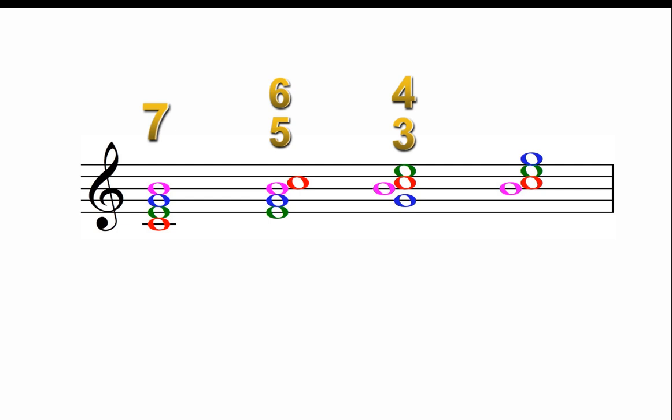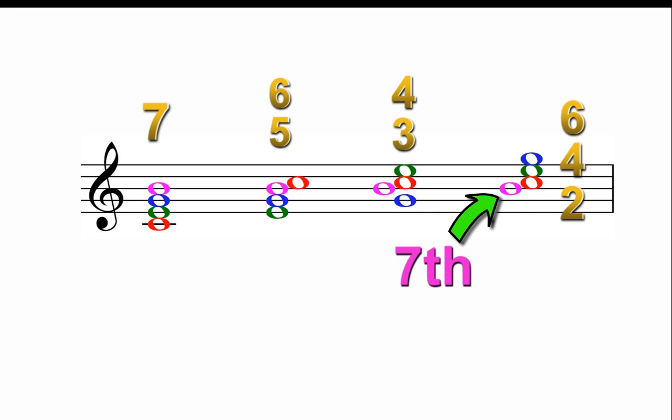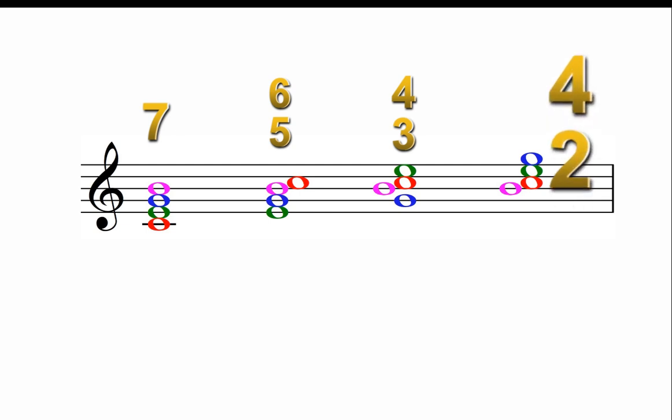Seventh chords have 4 pitches, and it's that 4th pitch that gives us the possibility of a third inversion. Third inversion chords are where the 7th of the chord is in the lowest voice. And it gives us the intervals of a 6th, a 4th, and a 2nd. And just like before, we abbreviate to keep things simple. All third inversion seventh chords are called 4/2 chords.